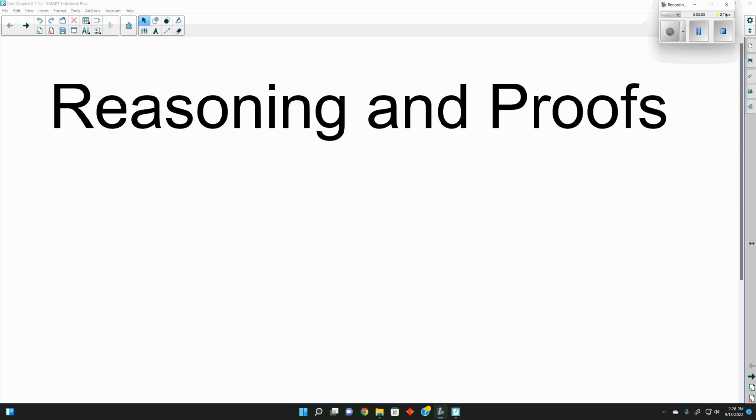So what we're starting today is chapter 2. Today's going to be the start of chapter 2. Now, everything in chapter 2 is going to be revolving around reasoning and proofs. This is going to be the only section where you're going to actually have to work proofs out. And we'll go through them together and work through. And again, it's all problem solving and reasoning.